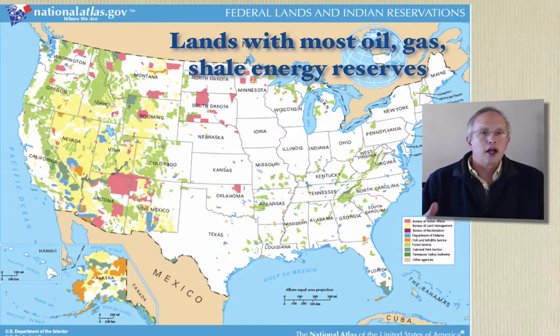And in a sense, the colored areas are the lands with the most oil, gas, and shale energy reserves. Now, what the map actually is a map of federal and Indian lands. There's, of course, plenty of oil and gas or shale oil in Pennsylvania and Texas and in North Dakota. But there's also huge amounts in Colorado and massive amounts in California and elsewhere. But the federal government generally doesn't allow it to even be explored, much less drilled.